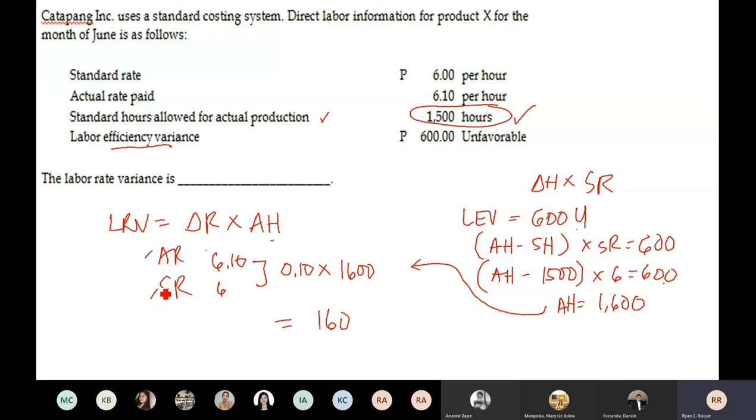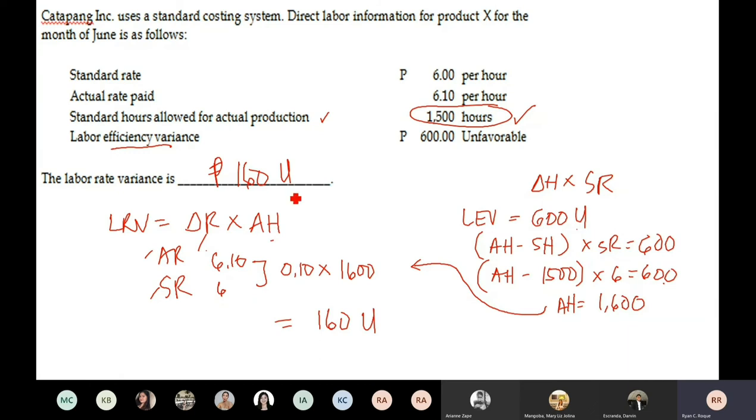Is it F or U? Malaki yung actual. So, that is unfavorable. So, 160 unfavorable. Okay, so question so far, before I proceed with the last part sa overhead? Mukhang wala so far, so I'll just continue.